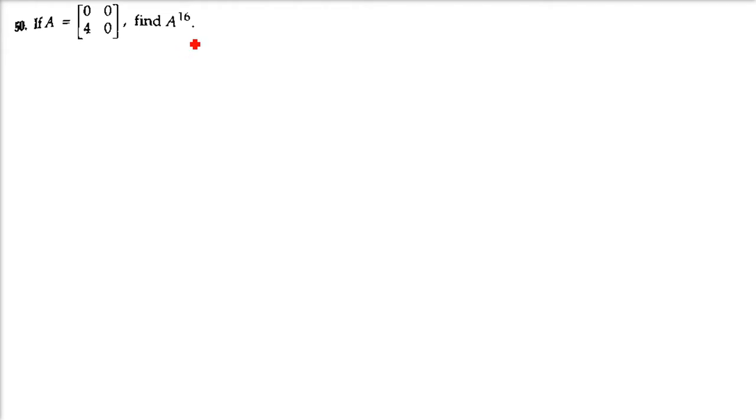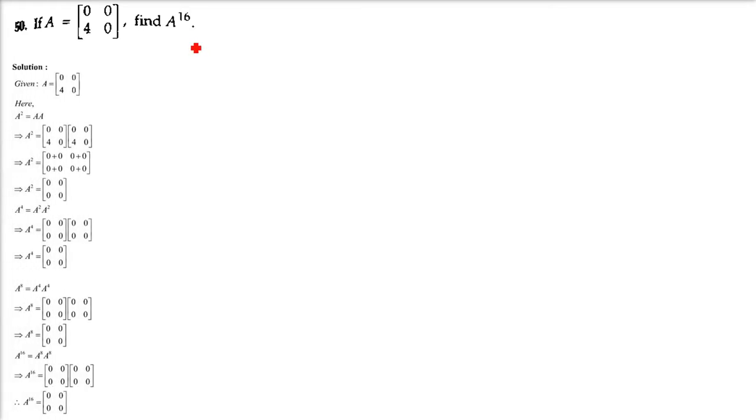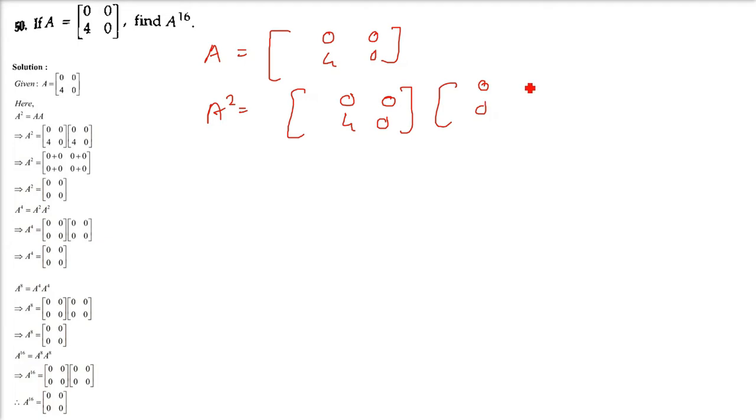If A is this, A to the power 16 is what? A to the power 16 seems to be pretty difficult. But when you just do A into A, then you will see that everything is 0, so a null matrix will come. A is 0, 0, 4, 0. Now you just see the A square. 0, 0, 4, 0. Multiply this again by 0, 0, 4, 0. So just multiply these two, what do you get?